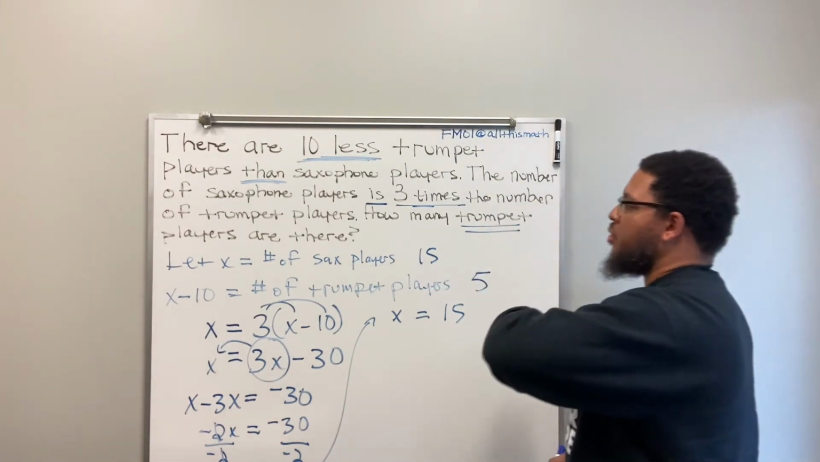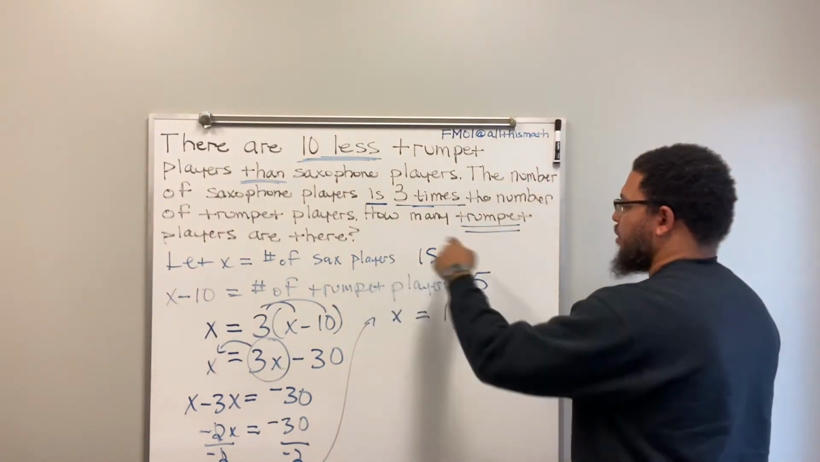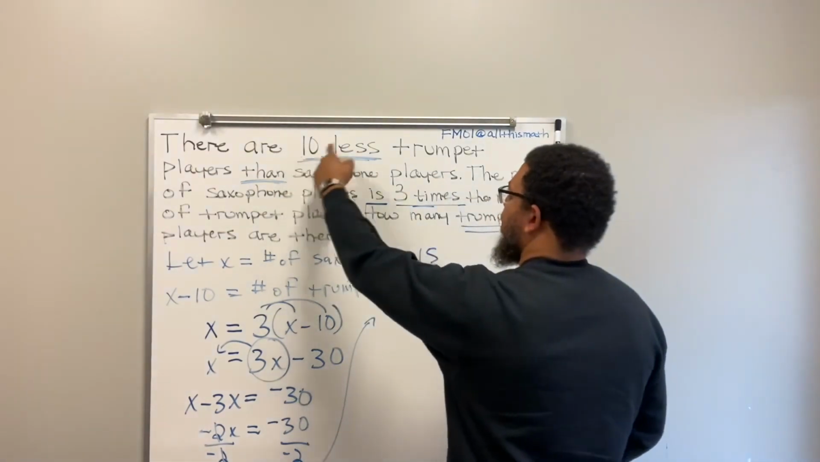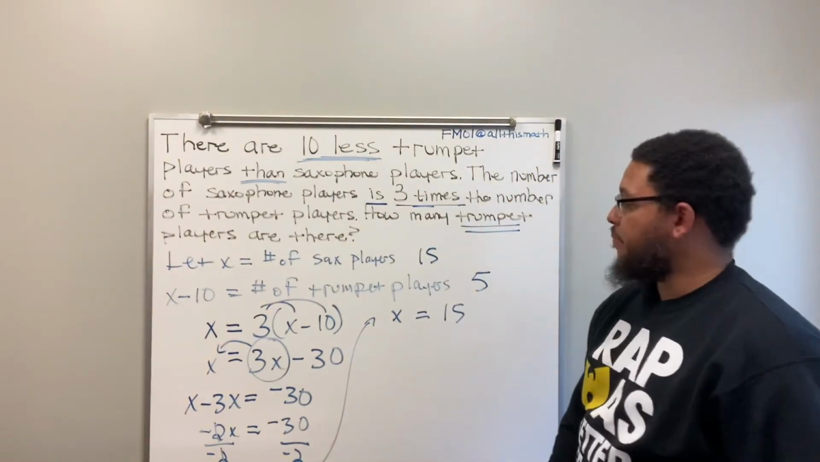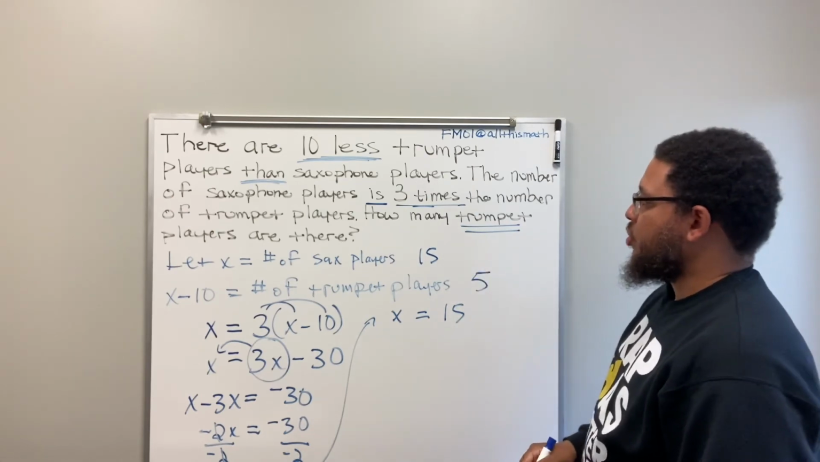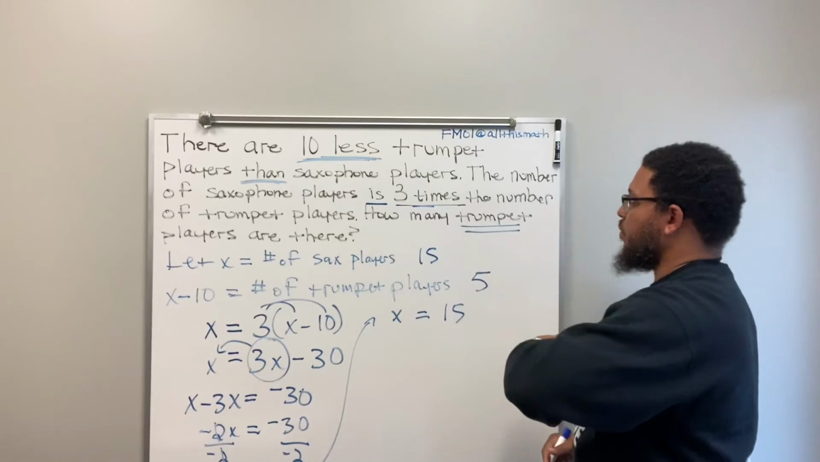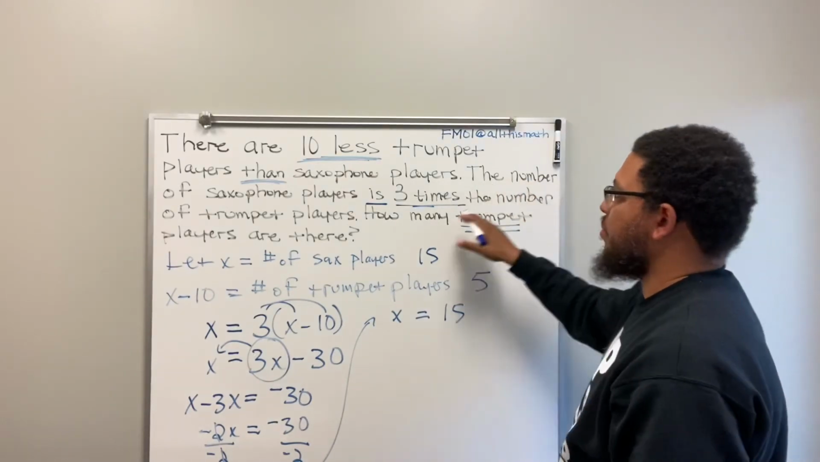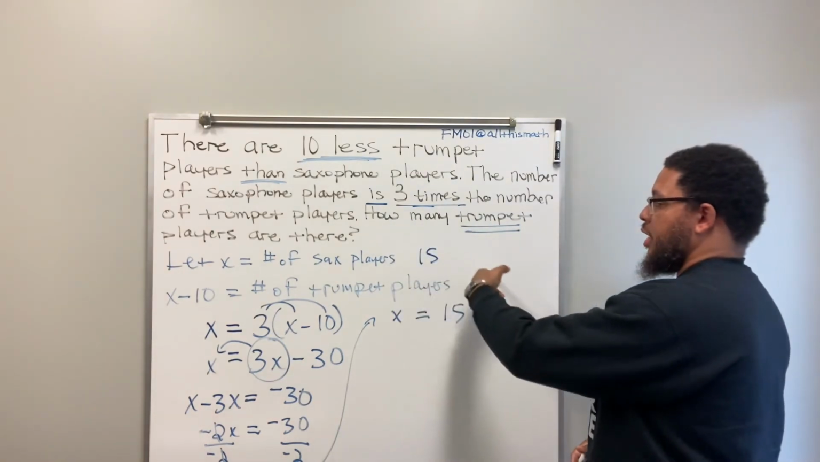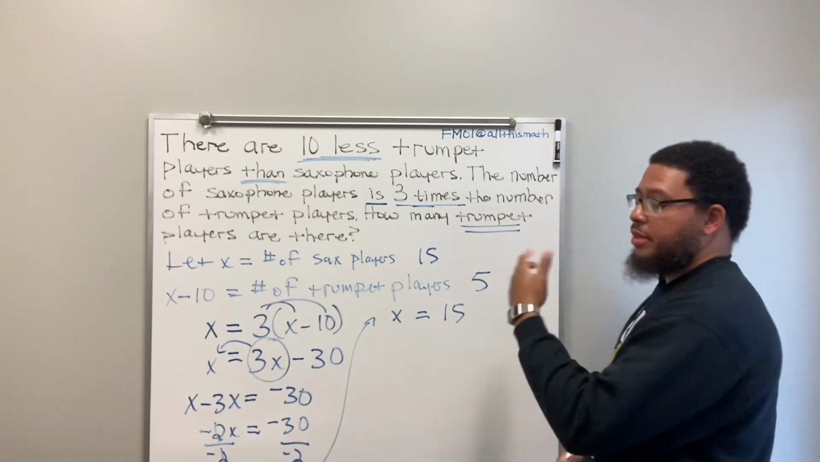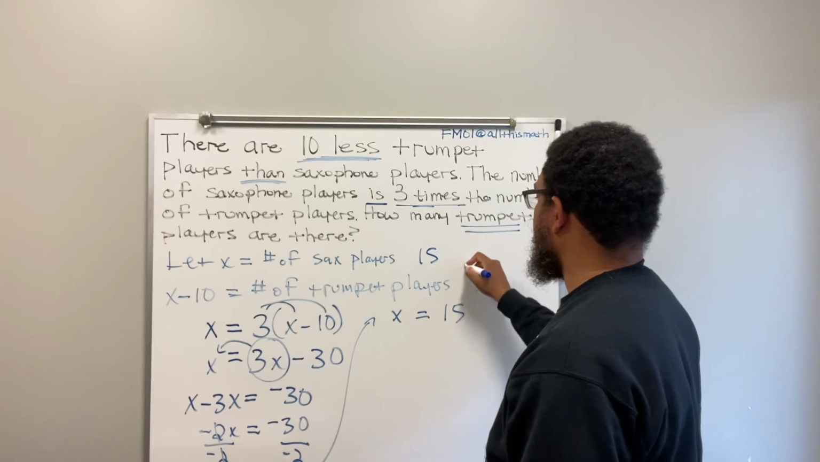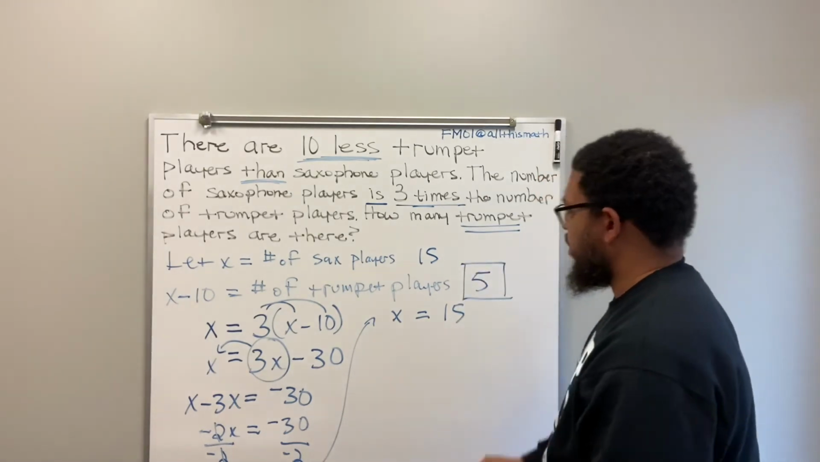So now we go back and we say, okay, well, if I think that it's 15 saxophone players and 5 trumpet players, does that gel with the information in the problem? The problem tells us that there are 10 less trumpet players than saxophone players. Is 10 less than 15? It is. So it checks out based on the first piece of information we were given. Then it goes to the second sentence and says the number of saxophone players is 3 times the number of trumpet players. So is 5 times 3 equal to 15? It is. So that's proof that our answer is right and that the number of trumpet players there are is 5. And that's the answer.